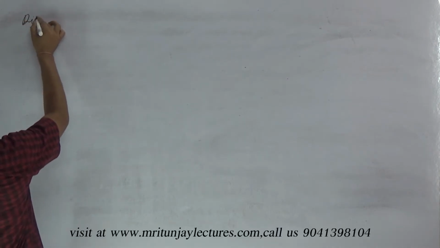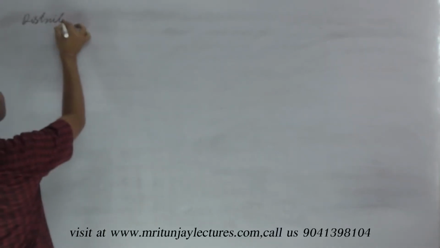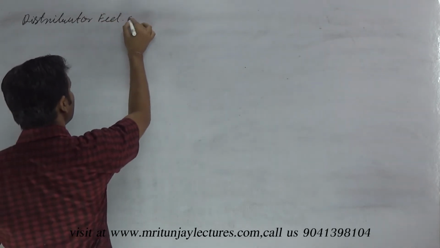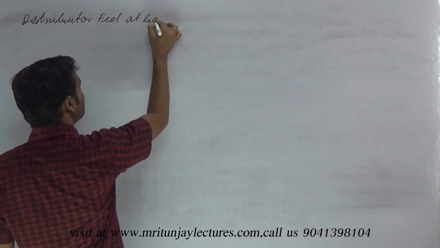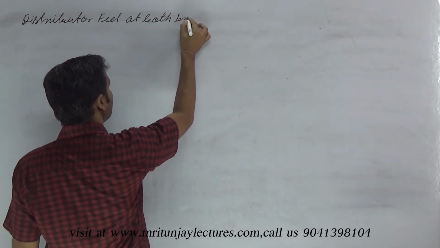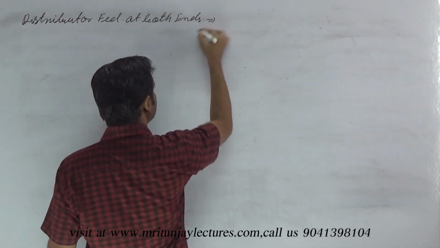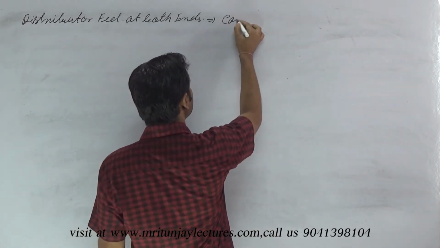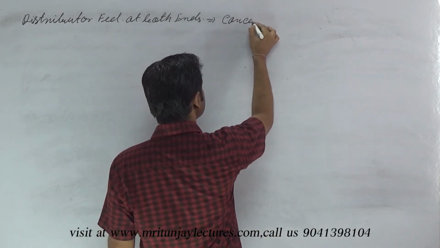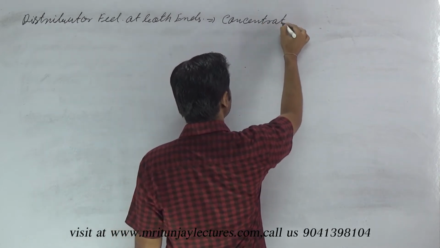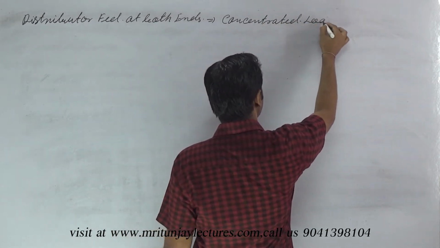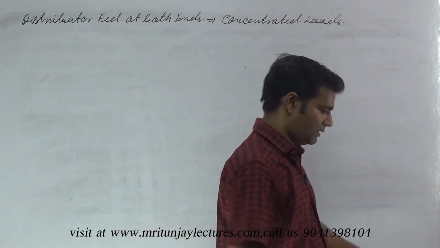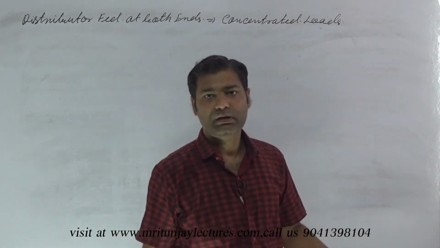Now, distributor fed at both ends means supply corresponding to both ends. The first one we have discussed corresponding to concentrated loading. After that, we have discussed uniform loading. Okay, so the first one is clear.